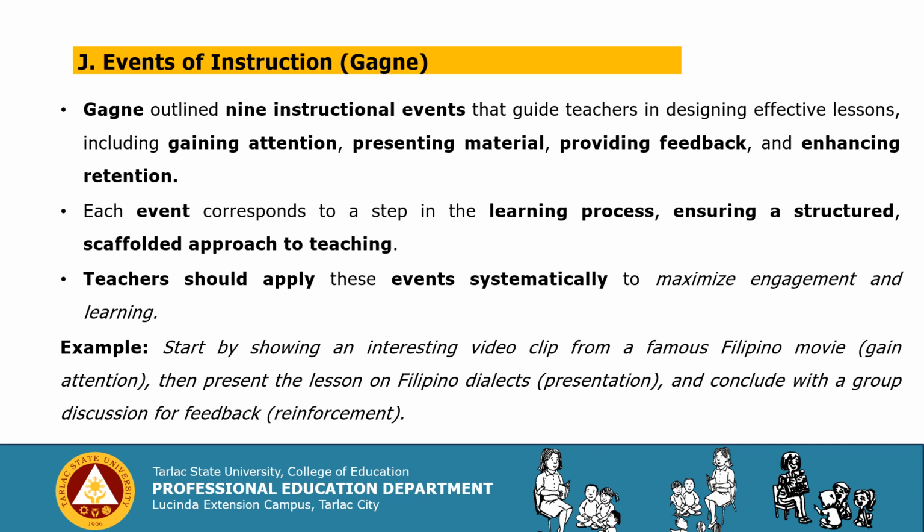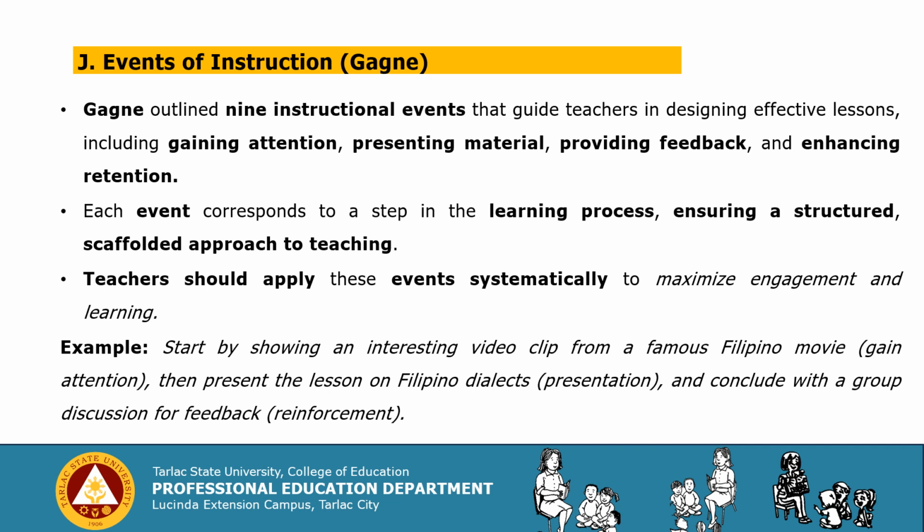The 9 events include: Number 1, gaining attention, starting with something engaging like a question or an interesting video clip. Number 2, informing learners of objectives, telling students what they will learn and why it is important. Number 3, stimulating recall of prior learning, helping students connect new material to what they already know. Number 4, presenting the content, introducing new material in a clear, organized way. Number 5, providing learning guidance, giving hints or examples to support understanding.